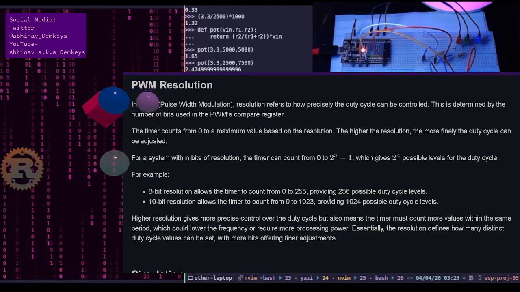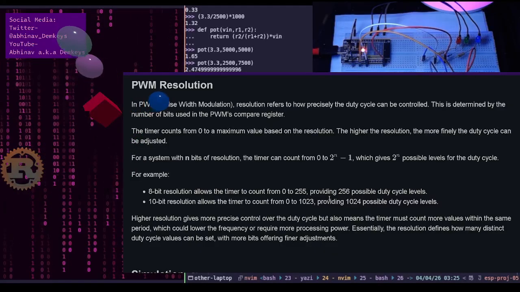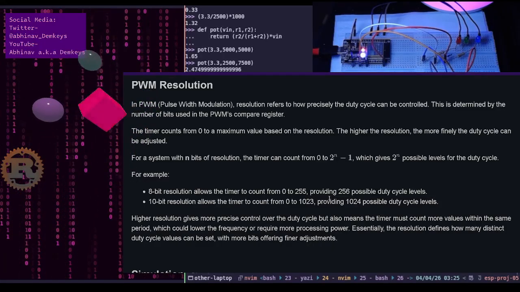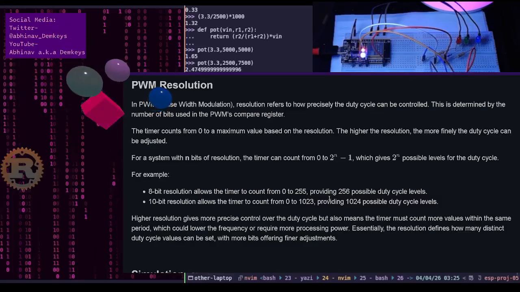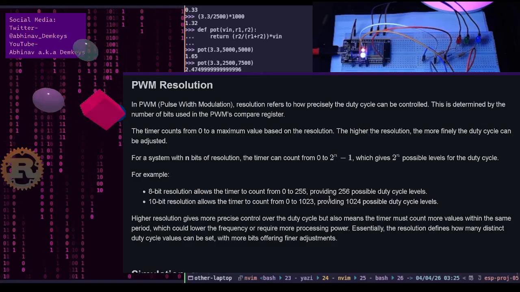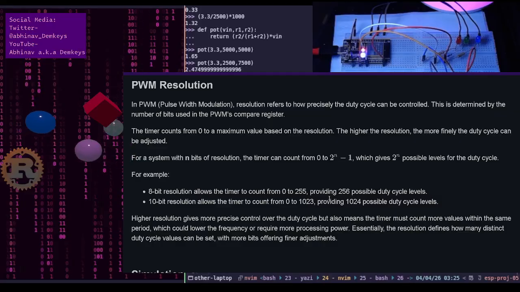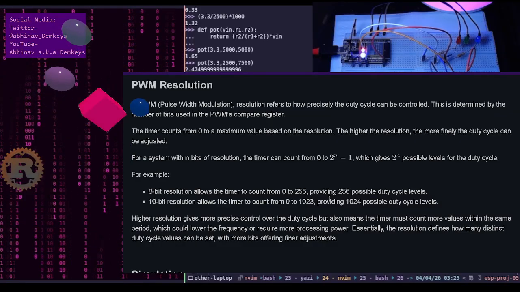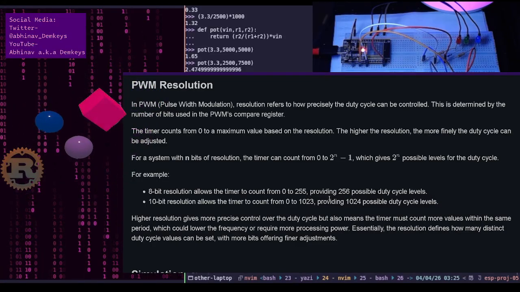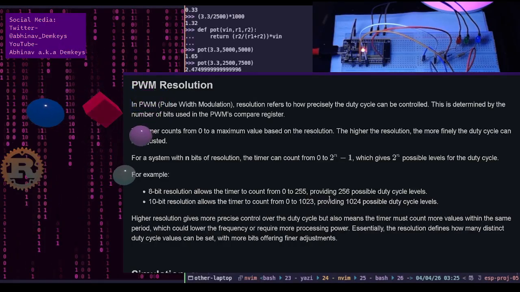For a system with n bits of resolution, the timer can count from 0 to 2 to the power n minus 1. Yeah, that makes sense because it's starting from 0, which gives 2 to the power n possible levels for the duty cycle. For example, 8-bit resolution allows the timer to count from 0 to 255, providing 256 possible duty cycle levels.